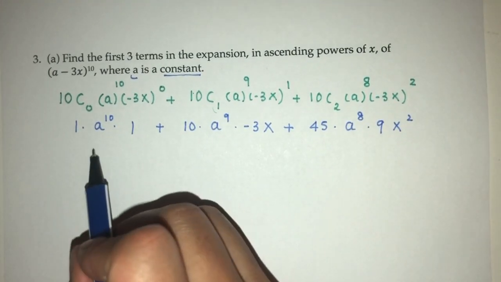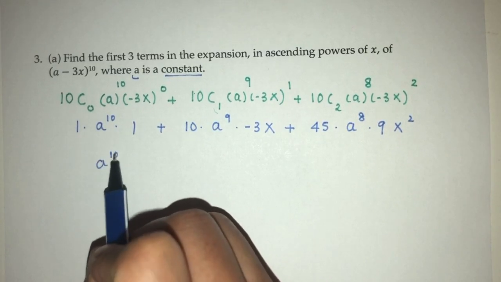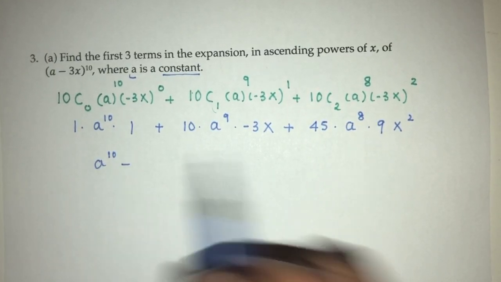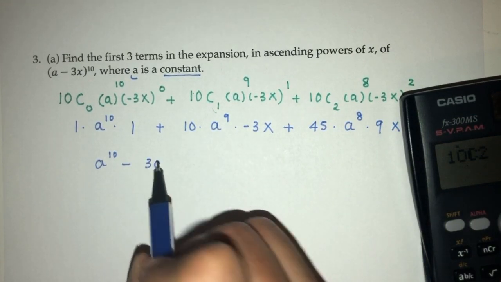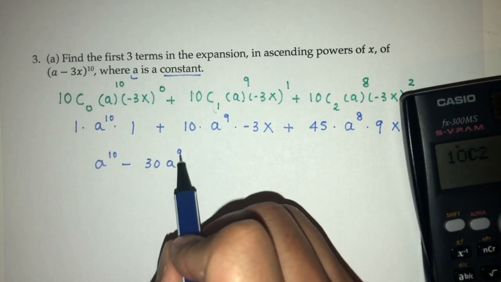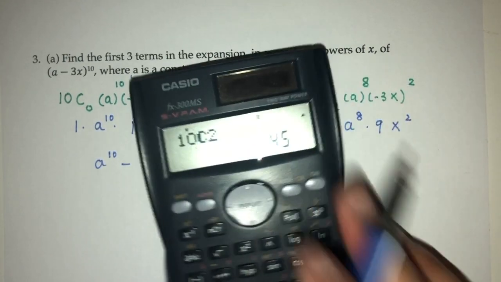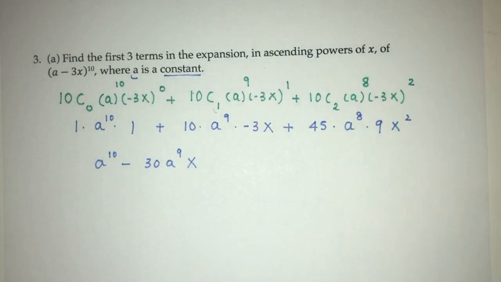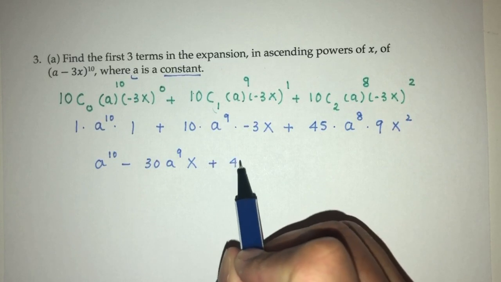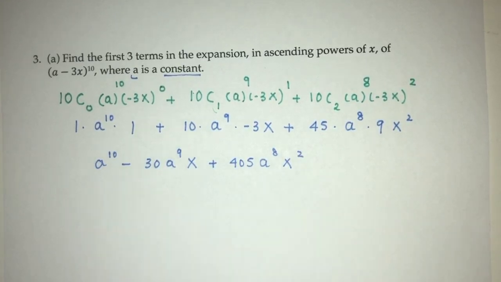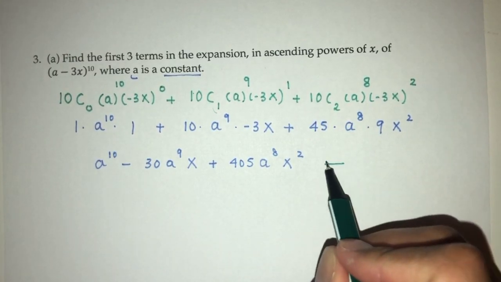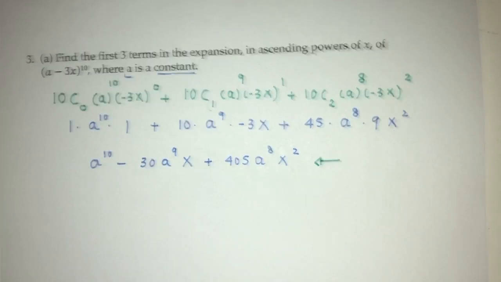Simplify, that will be a to the power 10 minus, because here we have minus 3 times 10, which is minus 30 a to the power 9 x. And finally, 45 times 9 has to be plus 405 a to the power 8 x squared. So these are the first three terms of this expansion for part A.